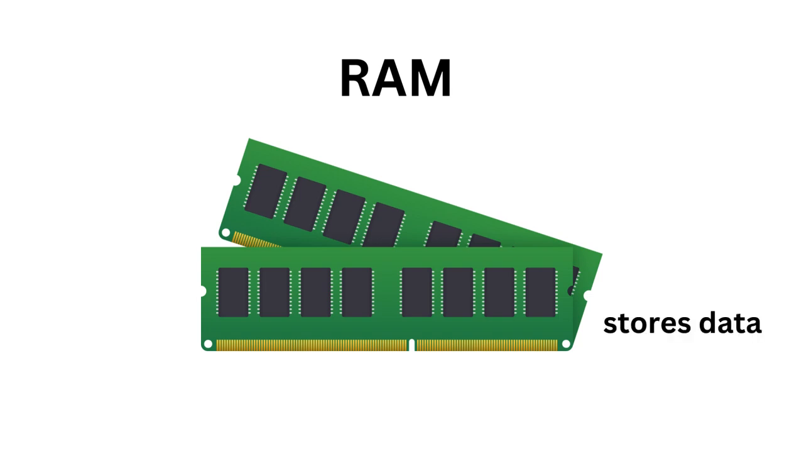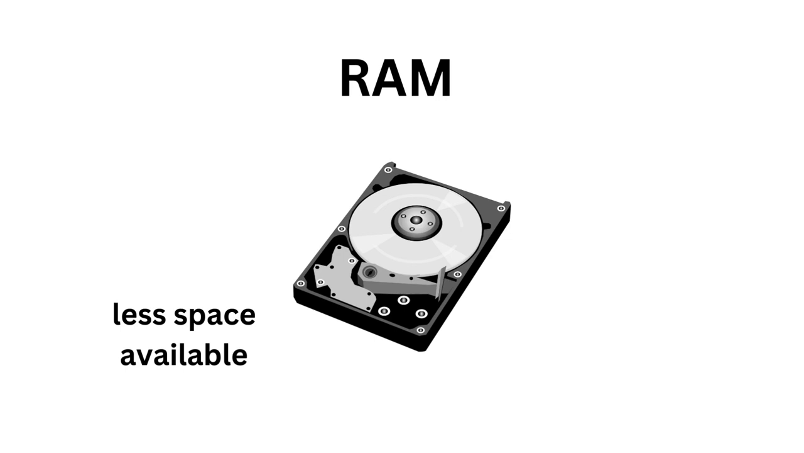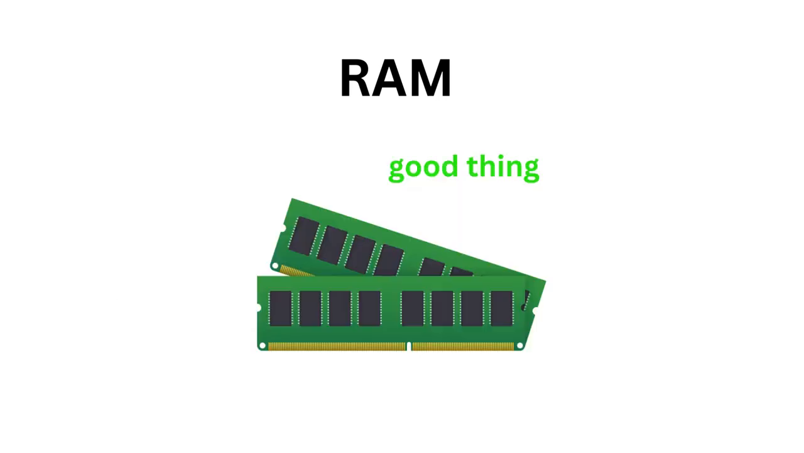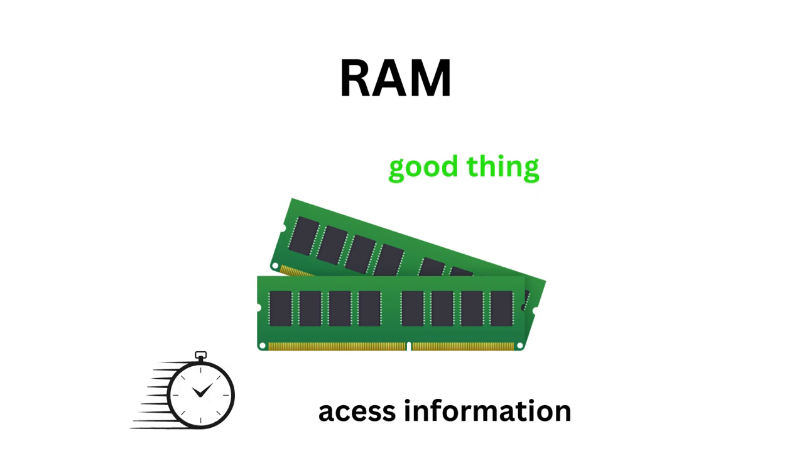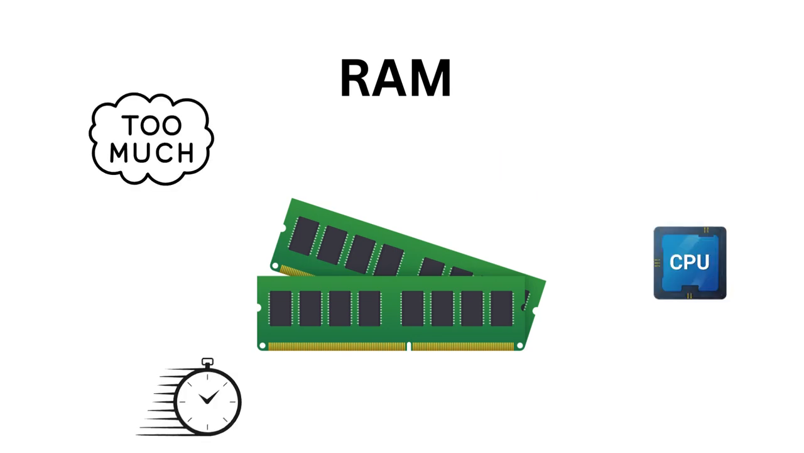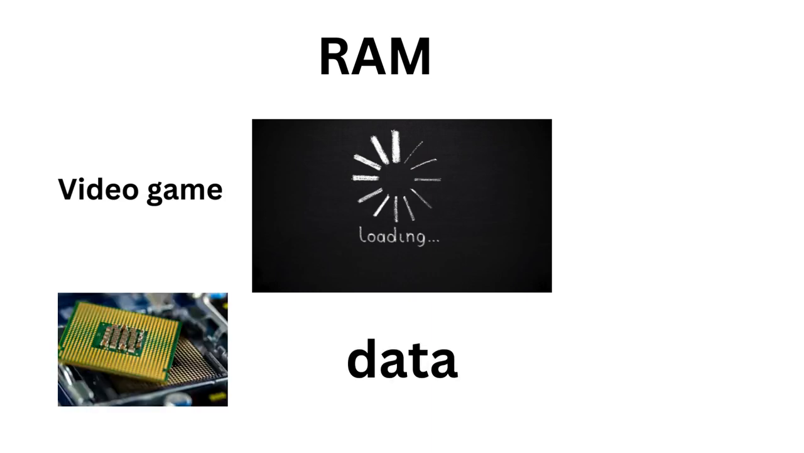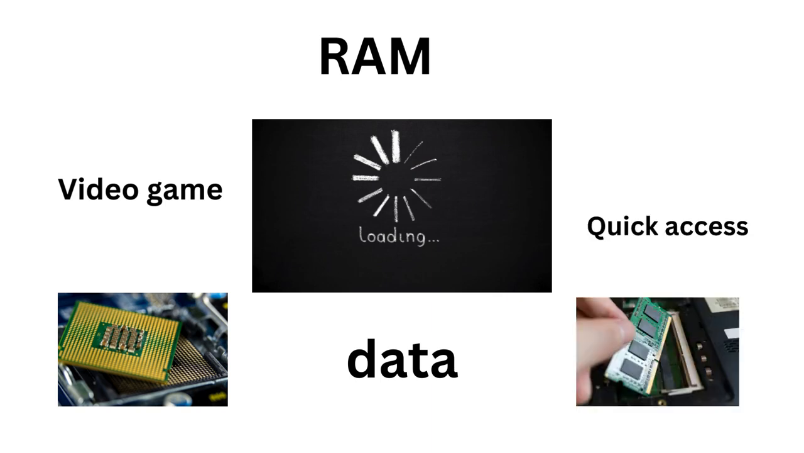RAM. The RAM stores data just like the hard drive, but with much less space available. The good thing about the RAM is how fast it can access information, making it useful to quickly communicate to the CPU. It holds information that would take too long for the hard drive to access every time. You see a loading screen in a video game because the CPU is taking the needed data from the hard drive to the RAM, so it can access it much more quickly when you're playing.